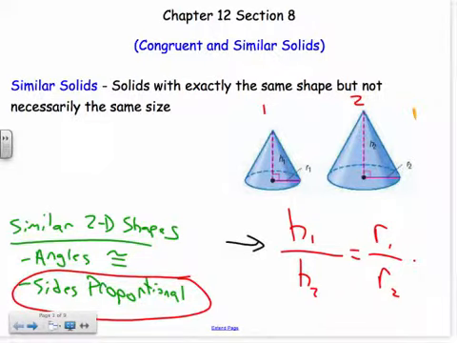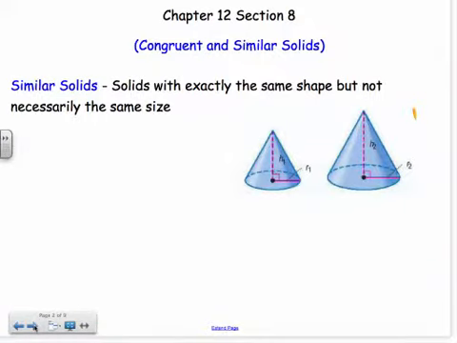The corresponding sides, height of the 1 over height of the 2, has to equal the radius of the 1 over the radius of the 2, since we did the height of the first one first. That's something we've done before, but we're just using it with similar solids now instead of two-dimensional shapes.